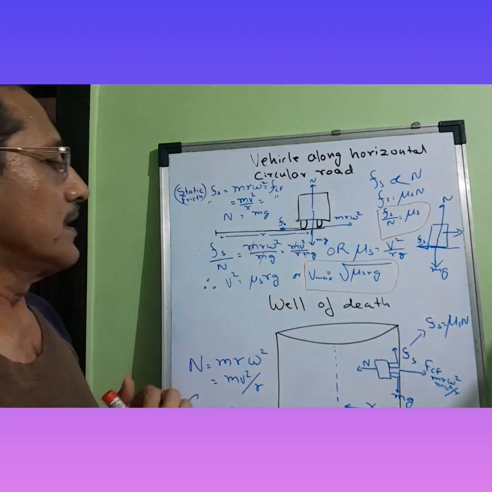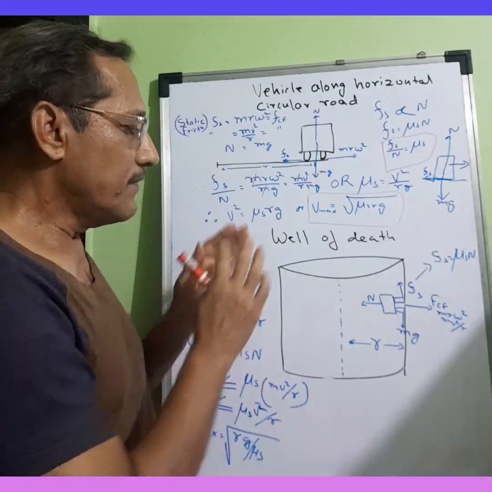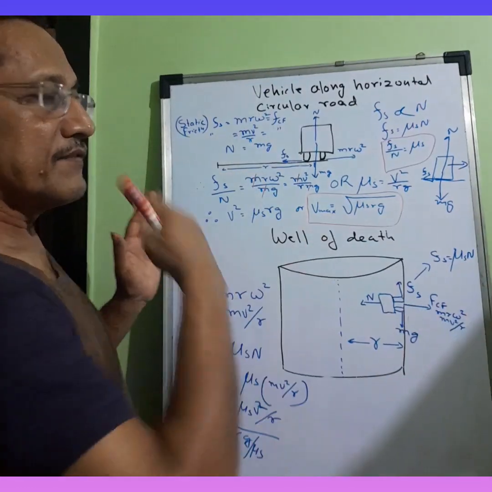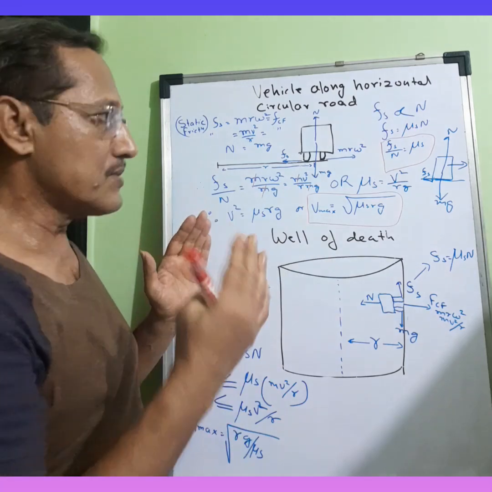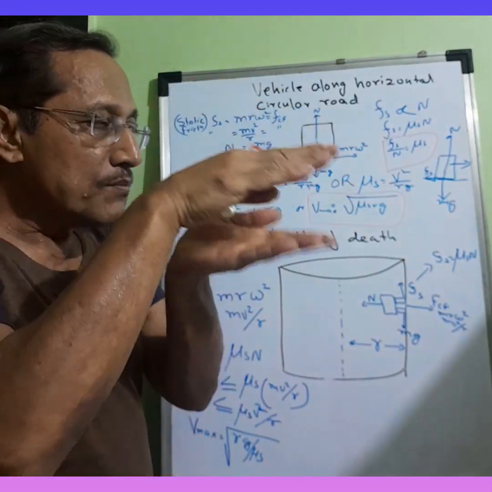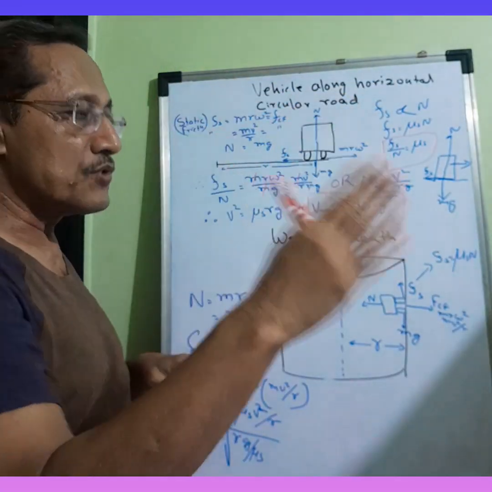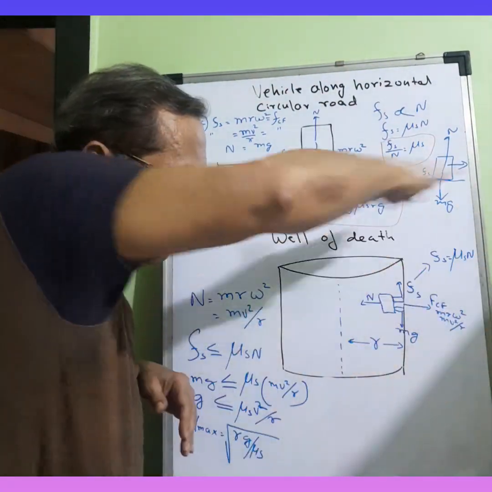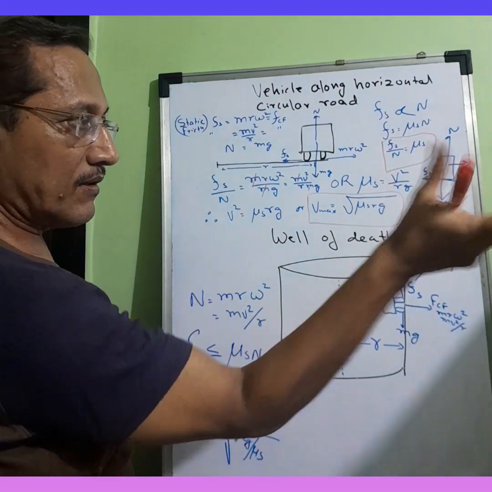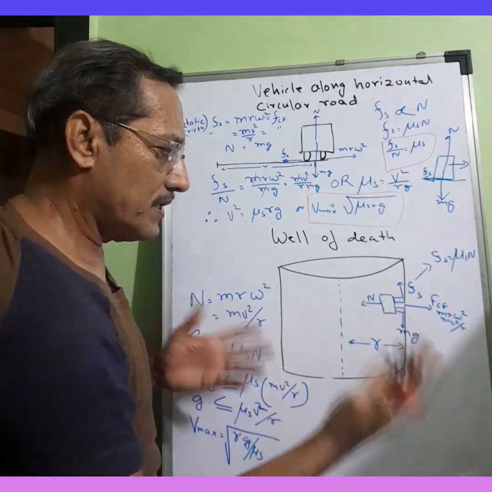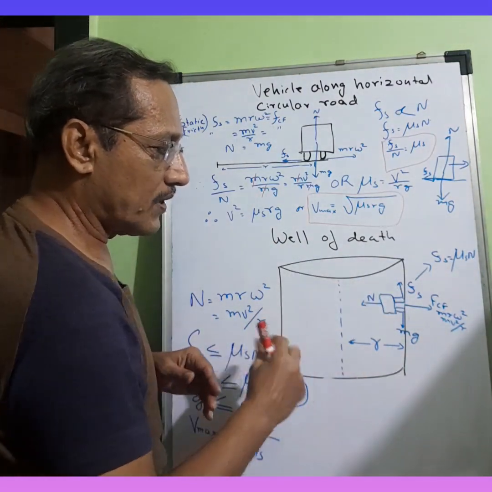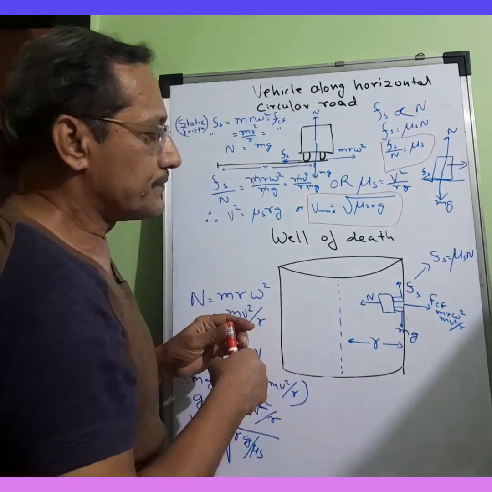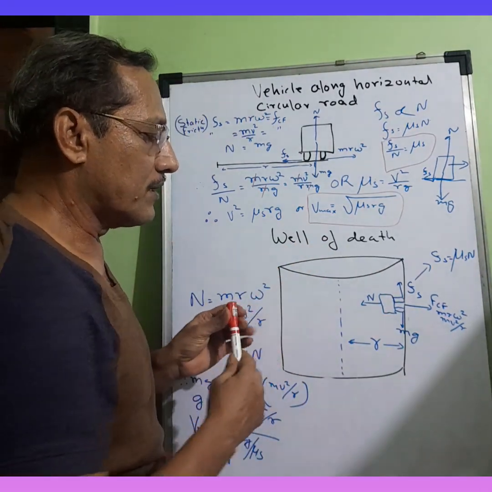Now coming to the well of death. It's a huge well. You might have seen in circus and such exhibitions motorbikes, two-wheelers, or at times vehicles, jeeps and all, moving around the well like that. So assume this to be a vehicle moving. Now when the vehicle is moving around in this well like this, what are the forces acting on it?